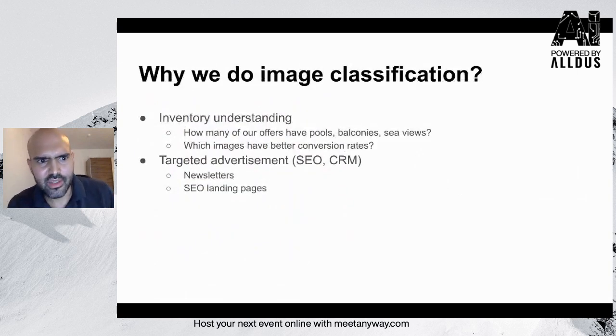So why do we do image classification? Well, we want to understand our inventory. We want to know how many of our offers have pools, balconies, and sea views, and which images have better conversion rates, which images are more liked by users. We also do targeted advertisement for SEO and CRM, and this allows us to understand how to target customers better.